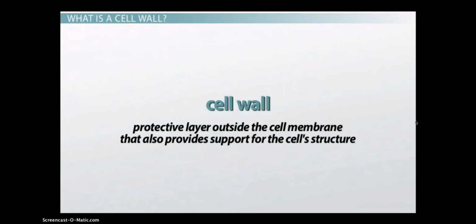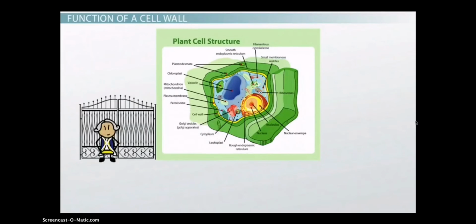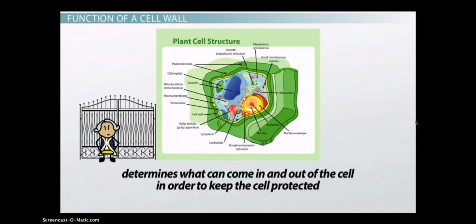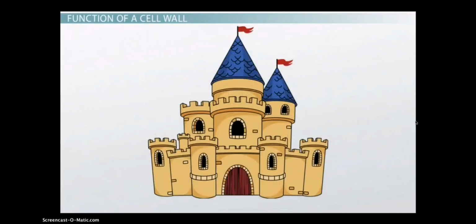The cell wall is a protective layer outside the cell membrane that also provides support for the cell's structure. The cell wall gives the plant its actual shape. It acts as a gatekeeper because it determines what can come in and out of the cell in order to keep the cell protected. It is kind of like the outside bricks of a castle, only, as you will learn as you listen on, there are holes throughout this castle. Those holes do make the cell vulnerable, but they are important to the function of the cell.